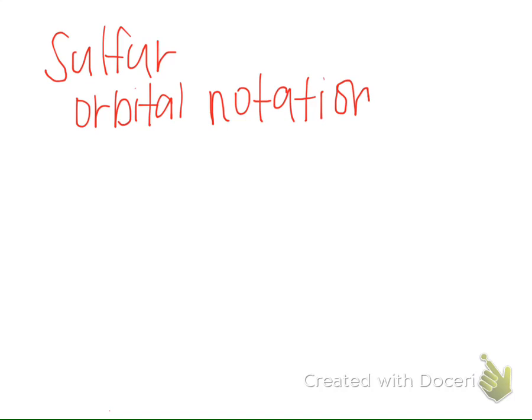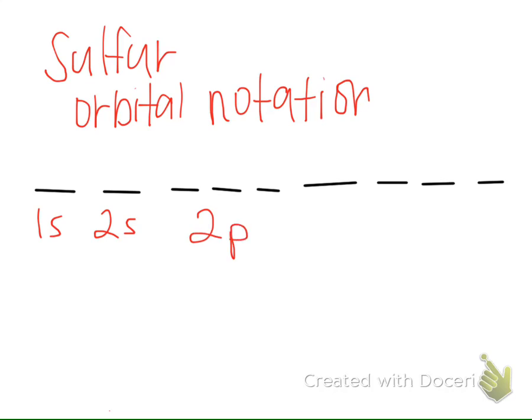So let's think about what orbitals we're going to have for sulfur. 1s, 2s, 2p. Where else do we go after 2p? 3s. Then where do we go? 3p. Are we going to have to go any farther than that? Okay, so let me label my orbitals down here. 1s, 2s, 2p, 3s, 3p. Okay, and we'll fill in our electrons.